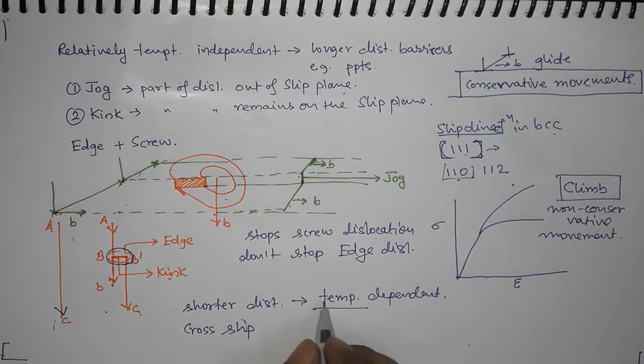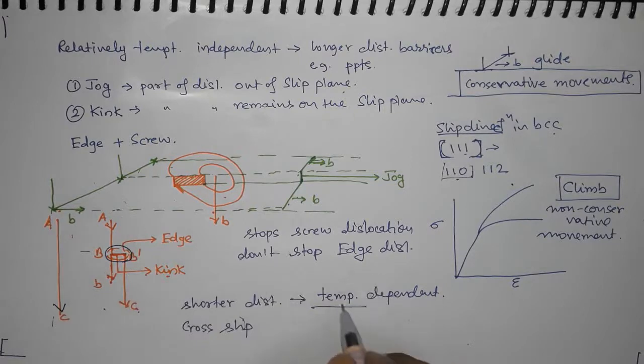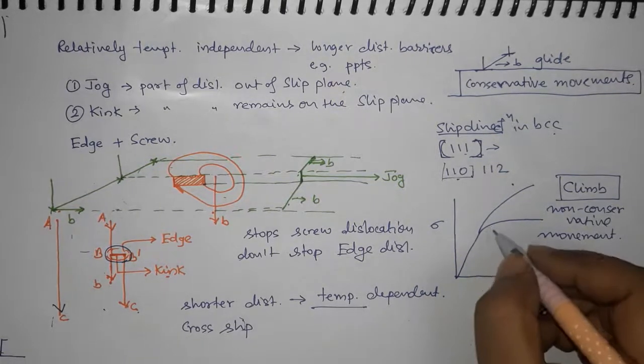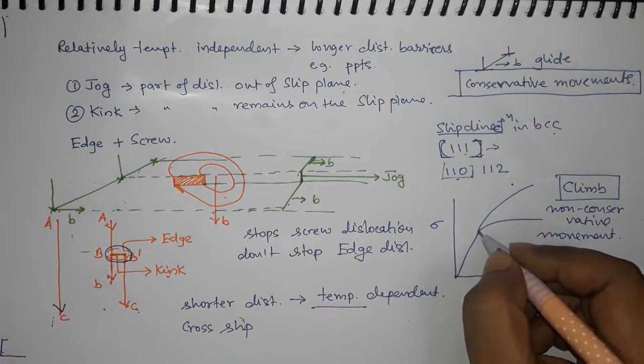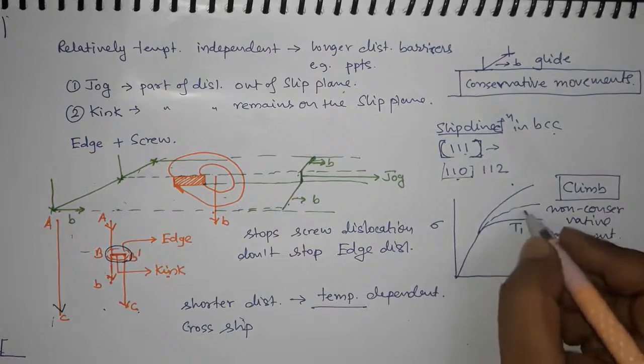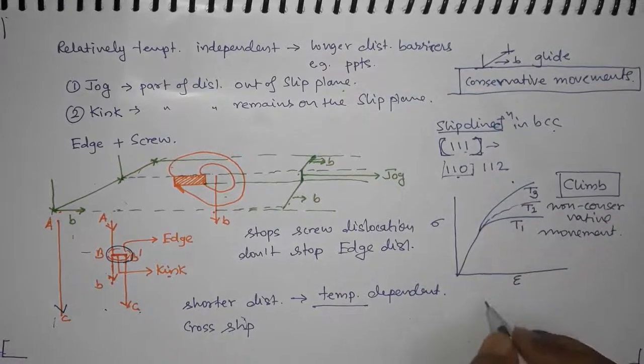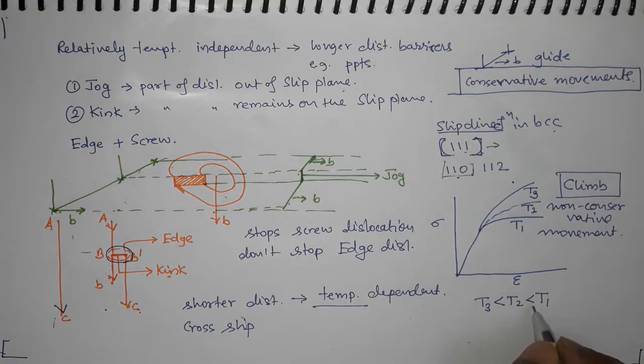So these barriers of dislocations, which are created by their own intersection with each other, can be crossed by increasing the temperature, and this is why the strain hardening exponent changes if you change the temperature. So if this is my temperature T1, this is my temperature T2, this is my temperature T3, then T3 is actually a lower temperature. So T1 is a higher temperature.